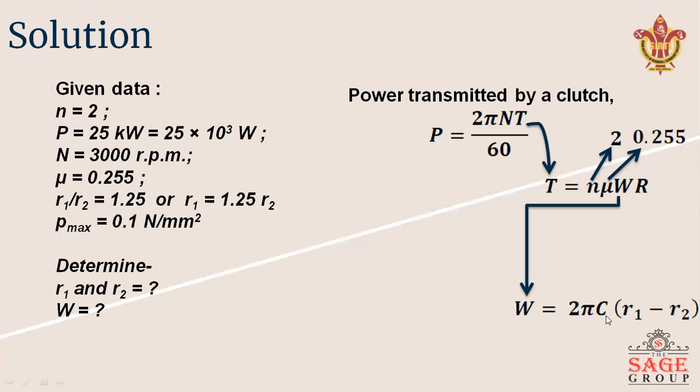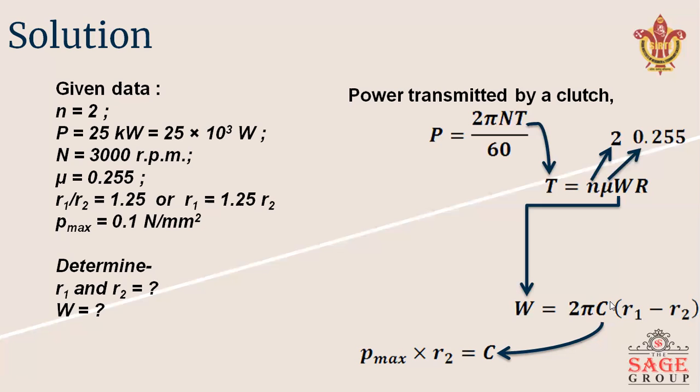In this case we are considering the uniform wear theory. According to the uniform wear theory, P maximum into R2, that is the minimum radius, equals C. From this equation we will get the value of C. So P max equals 0.1, so 0.1 of R2 equals C. The value of C equals 0.1 of R2. So we have to substitute this value in this equation.